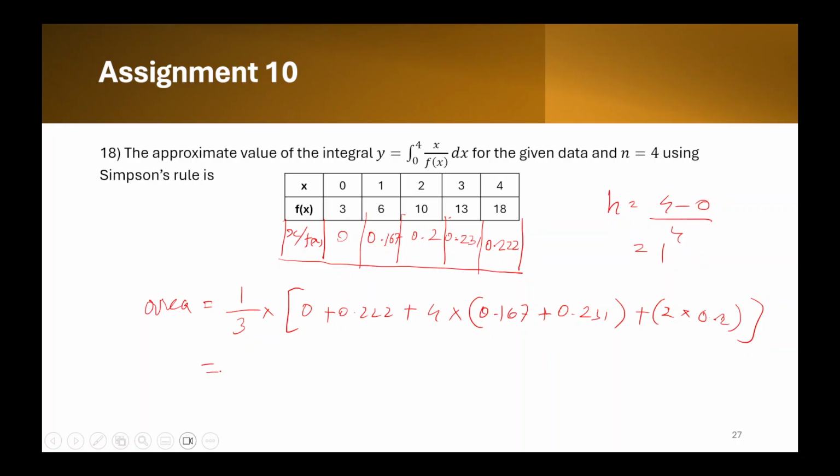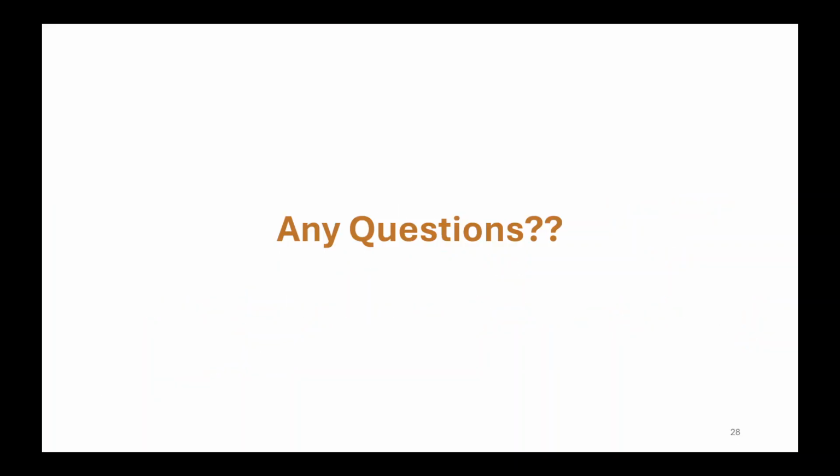You need to compute the value again. It comes to 0.738, or 0.737, 0.738 nearby. So that's it for today.